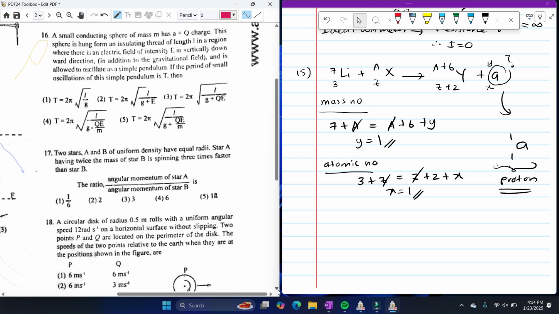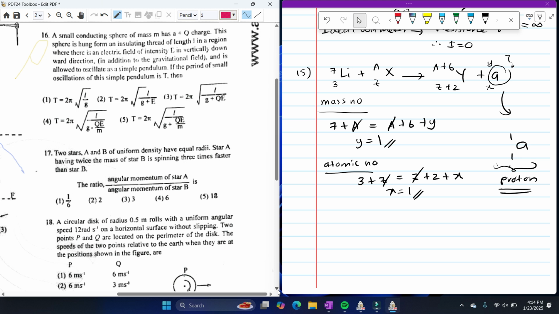Question number 16. A small conducting sphere of mass m has a positive q charge. This sphere is hung from an insulating thread of length L in a region where there is an electric field of intensity E in vertically downward direction. In addition to the gravitational field, that's highly important because you might lose the gravitational field in your equation, and is allowed to oscillate as a simple pendulum. If the period of the small oscillations of this simple pendulum is T, then what is T?